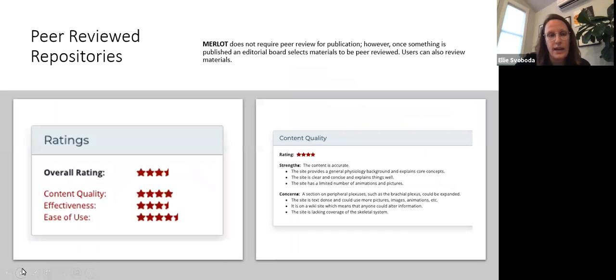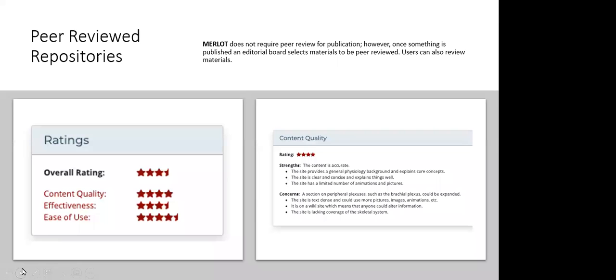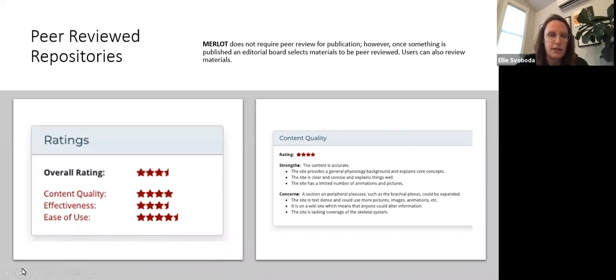The next slide, we have MERLOT, which is a really common place to place OER. MERLOT does not require peer review. However, they do have an editorial board that selects particular materials to be peer reviewed. So if yours gets selected, you will have a peer review. But there's also a mechanism for user reviews. So you can at least collect user reviews from other faculty or teachers who have implemented your OER materials.